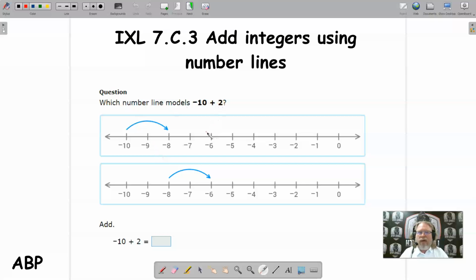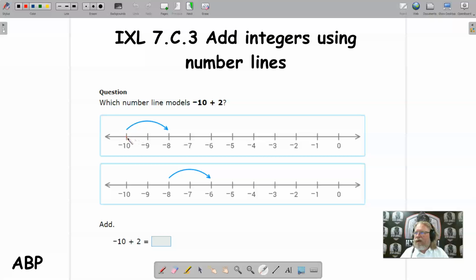Well, we know that whenever we use a number line, we learn that we can start at the first add-in. Numbers being added together are called add-ins. The result is called the sum or the total. There's many words we use for it, but sum is a popular word. So we're going to start at -10 and add 2.